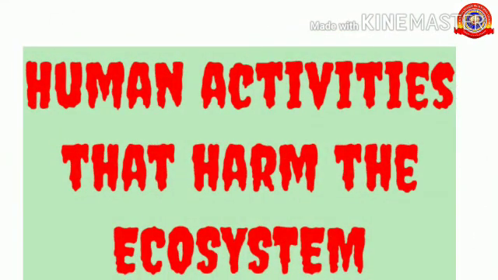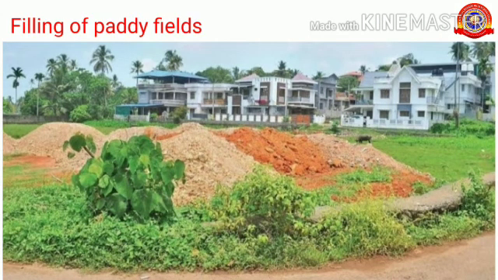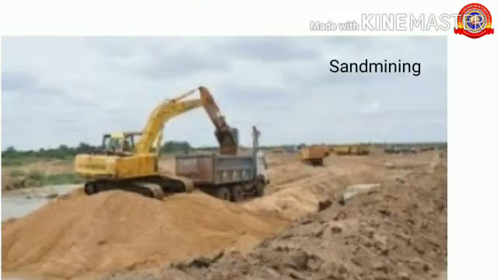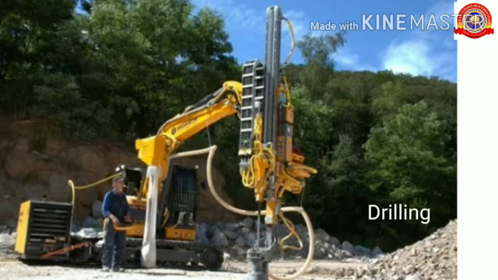After that, we discussed about the human activities that harm the ecosystem. Deforestation, filling of paddy fields, many types of pollution, sand mining, unscientific construction of dams, drilling, etc. are some of the activities that harm the ecosystem.